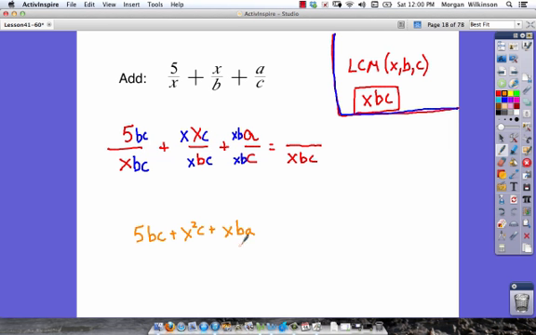Now you need to look at these carefully and think, are there any like terms? And here the answer is no, because none of them have exactly the same variables. So that's our answer. We can rewrite that in red. We're going to get all this, 5bc plus x squared c plus xba, all over a denominator of xbc. We can box that and move on to our next problem. This one's all done. We've simplified it as much as we can.